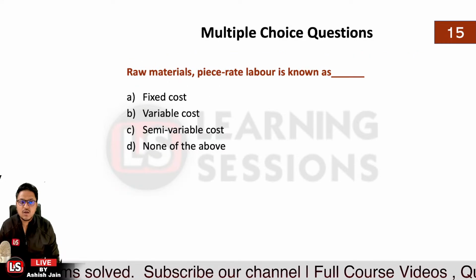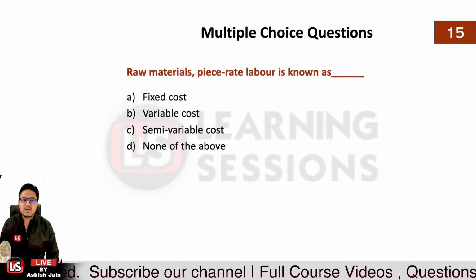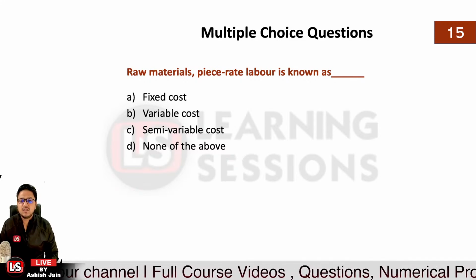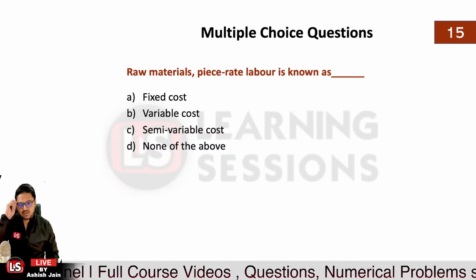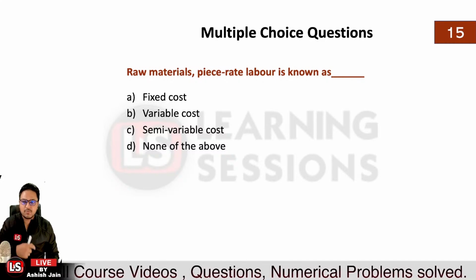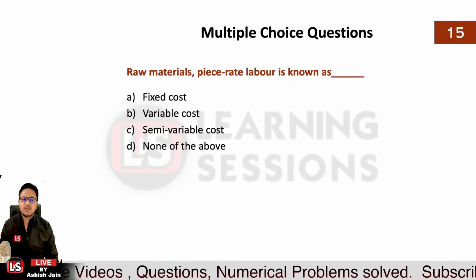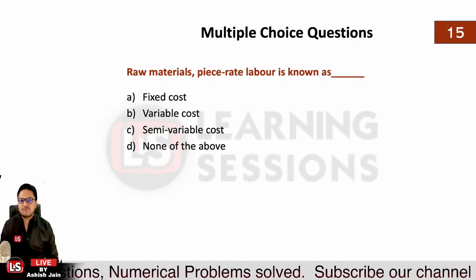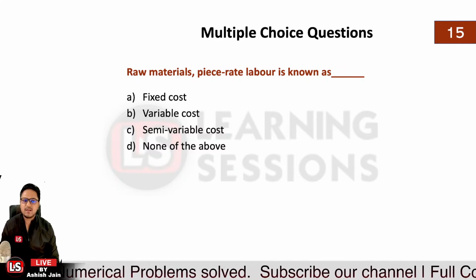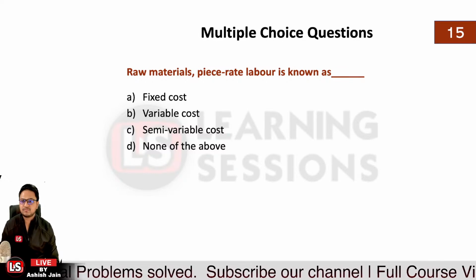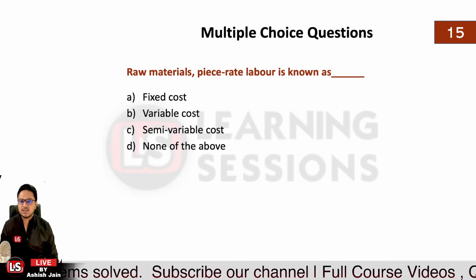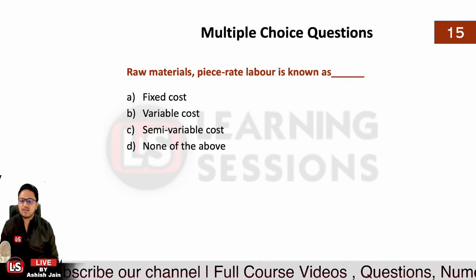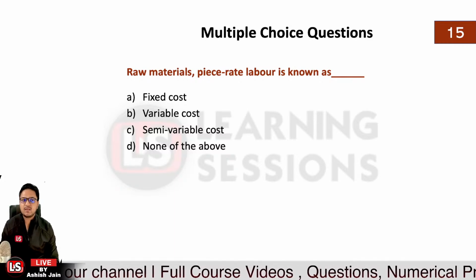Last question, it says, raw materials piece rate labor is known as what? Fixed cost, variable cost, semi-variable cost, none of the above. Which of the following would be the right answer for question number 15? It is variable cost. Why is it variable cost? Because you're paying the labor per piece.